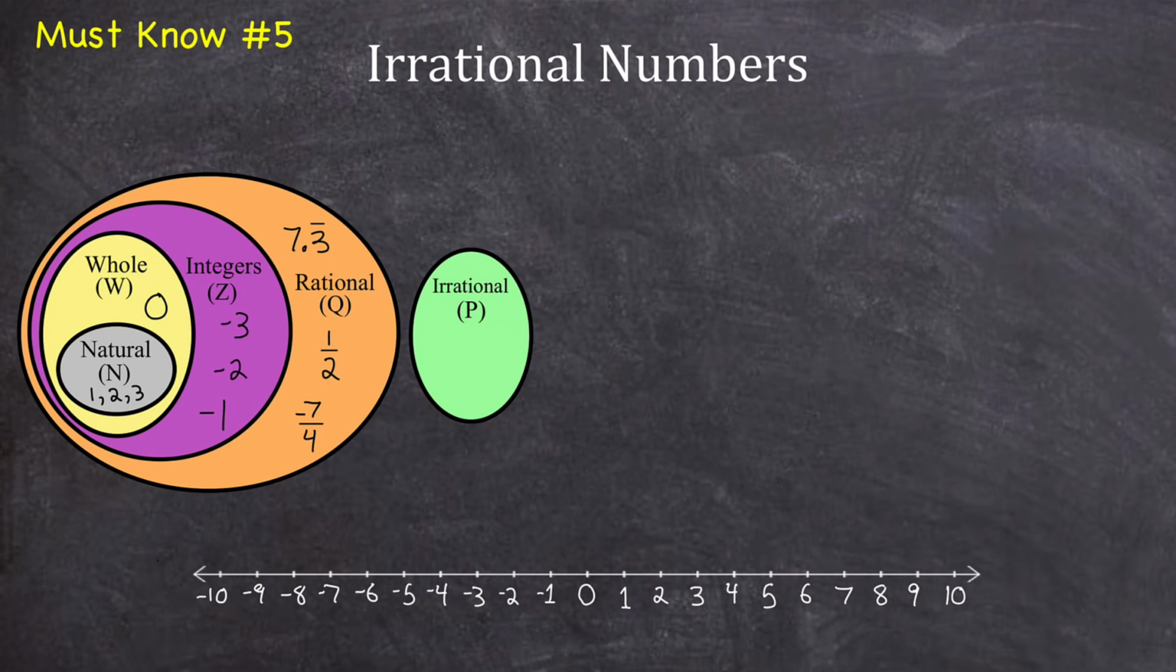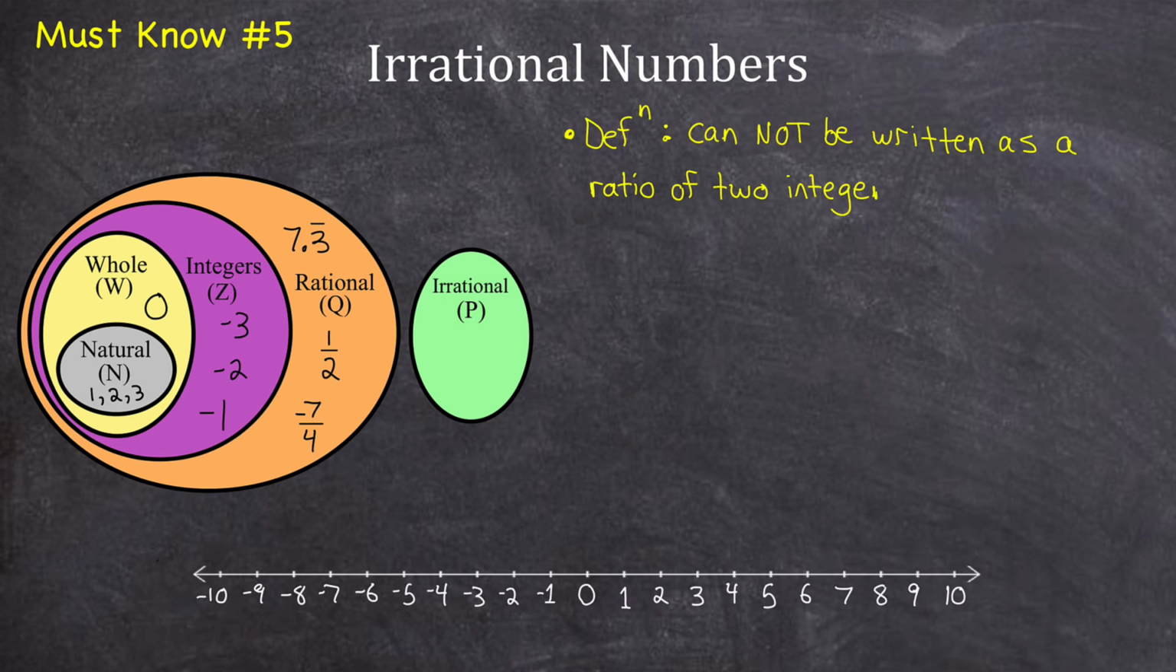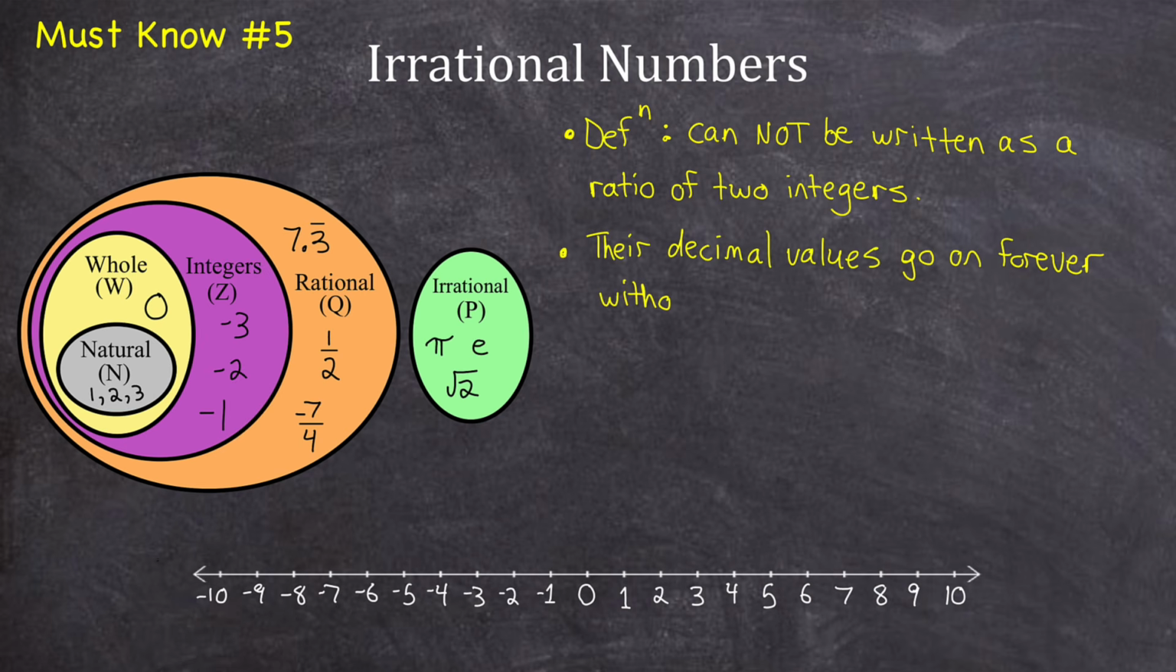Must-know set number 5, the set of irrational numbers. The definition of irrational numbers is that they are numbers that cannot be written as a ratio of two integers. So basically, they can't be expressed as a fraction. And there are some really famous irrational numbers. For example, pi, or Euler's number e, or let's say the square root of 2. Those are all examples of irrational numbers. They can't be expressed as fractions where the numerator and denominator are both integers. And in fact, their decimal values would go on forever without repeating.